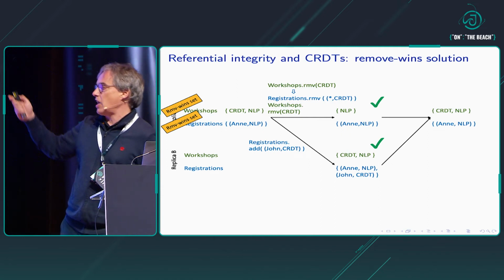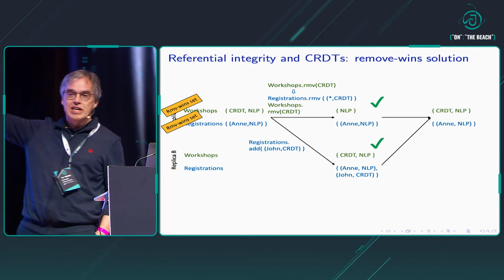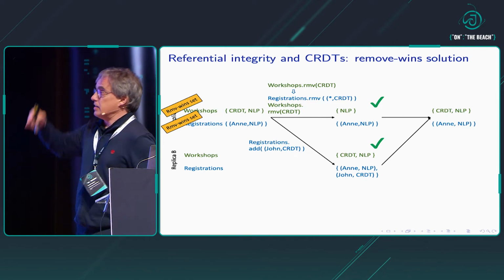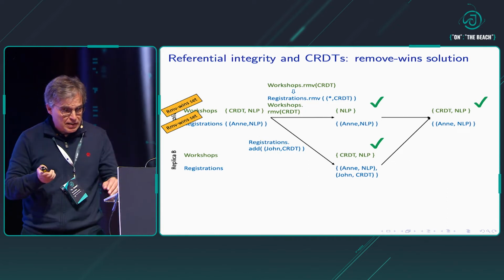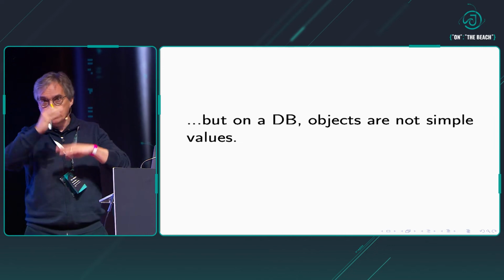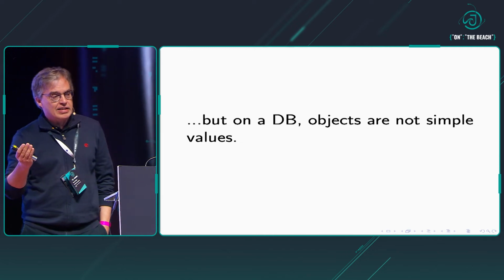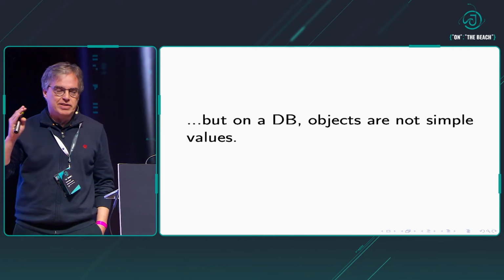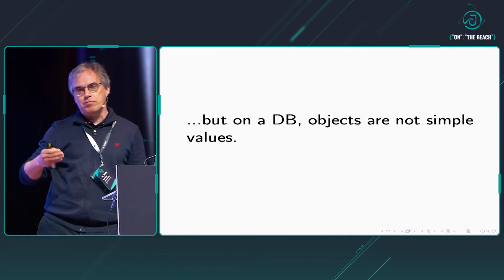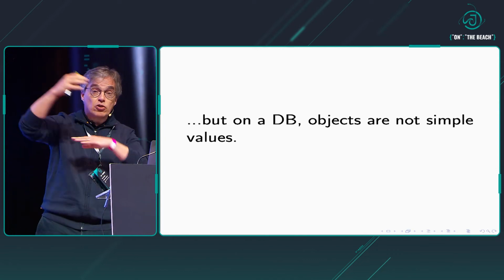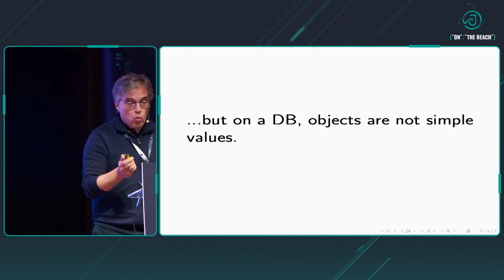Okay, why? Because I have a concurrent add and a concurrent remove on the registrations for the same values. Okay, and as remove will win, John will not be in the set. So this kind of solves the problem of referential integrity. Of course, you are thinking that's fine, but in a database, objects are not simple values. So adding again a full object is complex and could also lead to problems of concurrent updates. Okay, so what can we do?